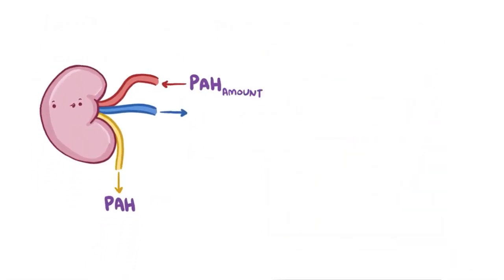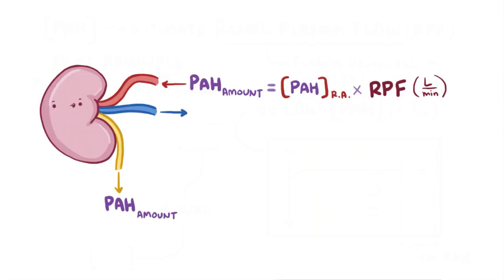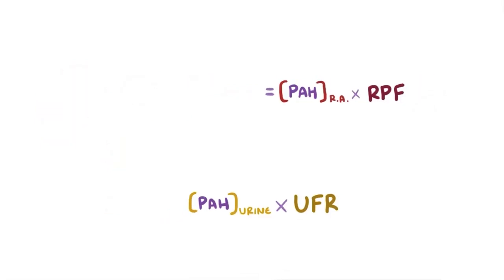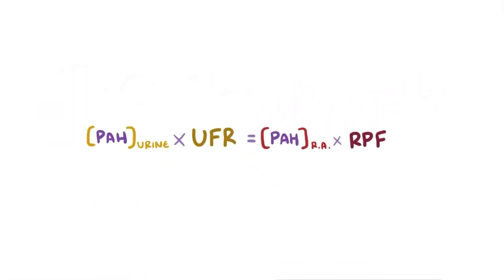Now, the amount of PAH entering the kidneys is equal to the concentration of PAH in the renal artery times the renal plasma flow, or RPF for short, which is the volume of plasma delivered to the kidneys each minute. In the same way, the amount of PAH that gets excreted in the urine is equal to the concentration of PAH in the urine times the urine flow rate, which is the volume of urine formed per minute. Remember, since the amounts of PAH entering and leaving are the same, that means that these two equations are equal.